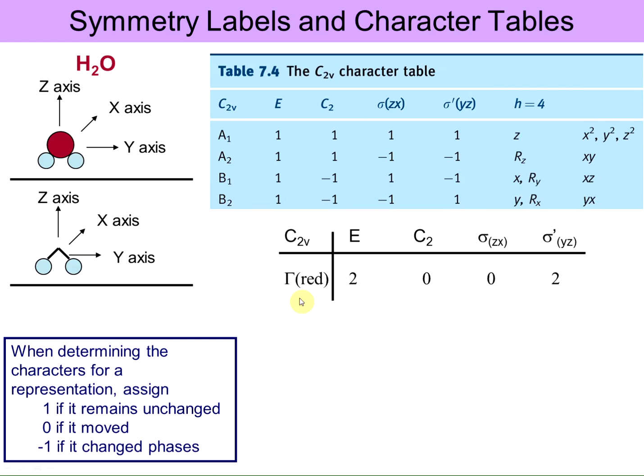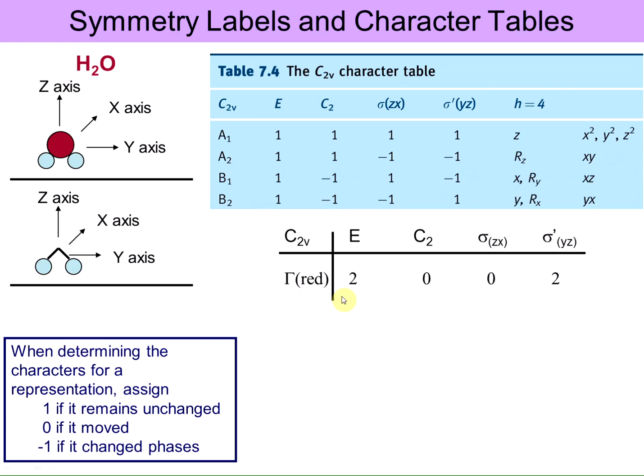So my reducible representation, if I do the identity operation, both hydrogen atoms stay the same, so +1 and +1. If I do a C2, they swap places, so they've moved. Both have moved, so they both get a 0, so we get a 0 for the C2. If I do a mirror plane, a reflection in the ZX axis, they swap places, so they both get 0s. But if I do a reflection in the YZ plane, they both stay the same, there's no changes in phase, so they both get a +1. So the sum of that is 2.